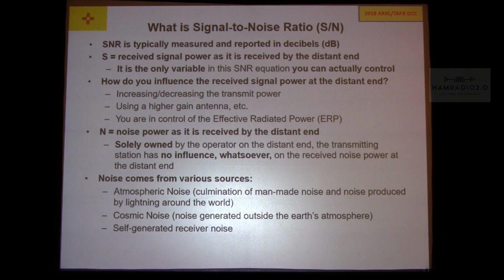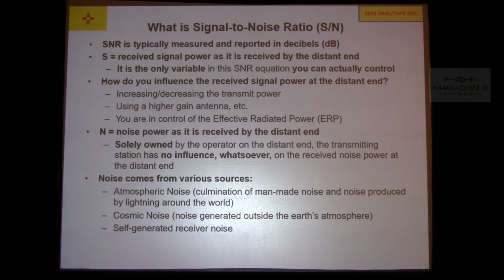But before we go that far, let's just review what signal to noise ratio is. I do this presentation for different clubs, and I'm going to be doing it again next weekend for the Duke City Ham Fest. And so I like to review some of the basics. The signal to noise ratio is typically measured and reported in decibels, as we all know. And the signal is the received signal power as it is received by the distant end.